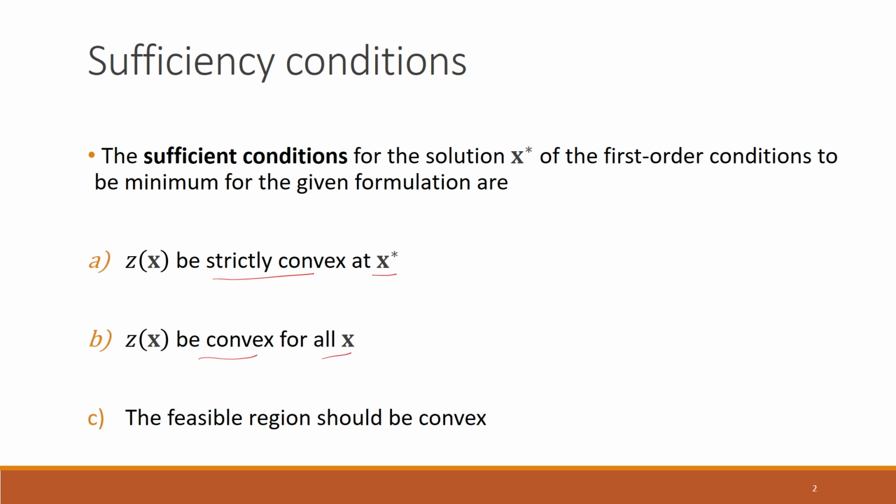And the last requirement is that the feasible region should be convex. Now, this is a new concept that we have not seen until now. All of these conditions are sufficient to ensure that the solution x star of the first order conditions is a minimum; that is, the stationary point that we find from the first order conditions we saw in the previous lecture is also the minimum or optimal solution. Now, this concept that the feasible region is convex is different from a function z being convex. So, let us see what that means here.